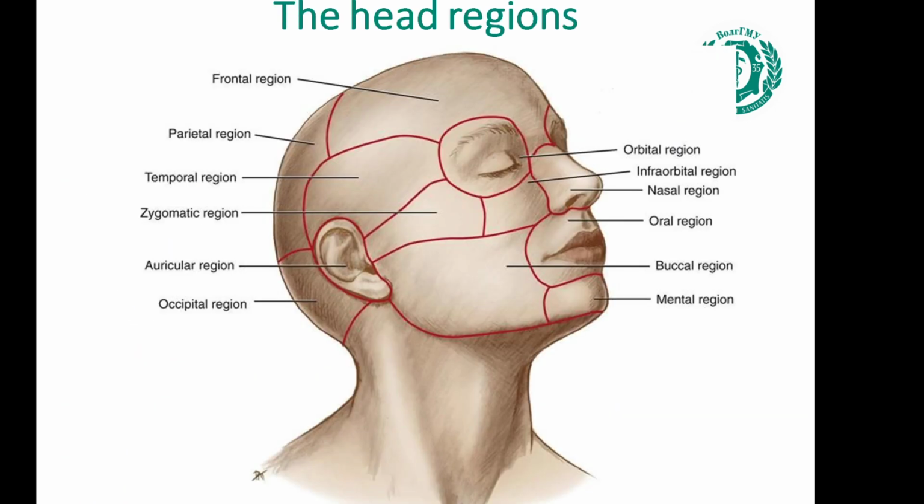Here you can see the division of the head into several regions: frontal, parietal, temporal, auricular, and occipital. But usually in Russian anatomical tradition, you can meet the division that includes the single frontal, parietal, occipital region. The face contains the orbital region, infraorbital region, nasal region, oral region, buccal region, and mental region.